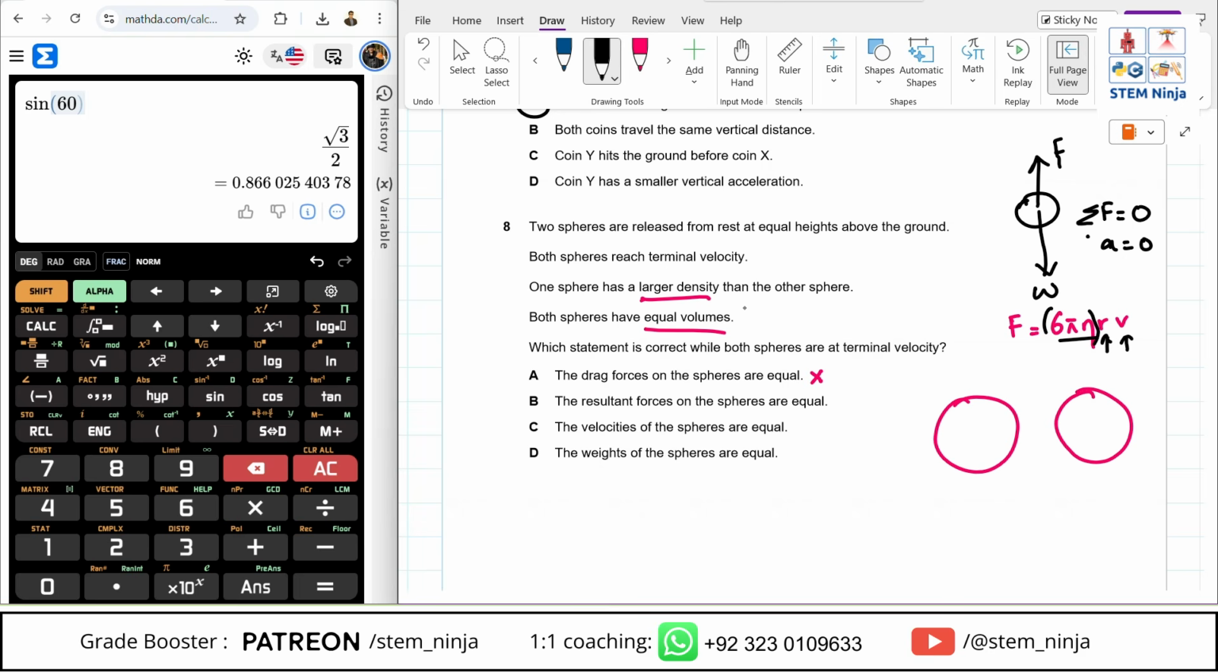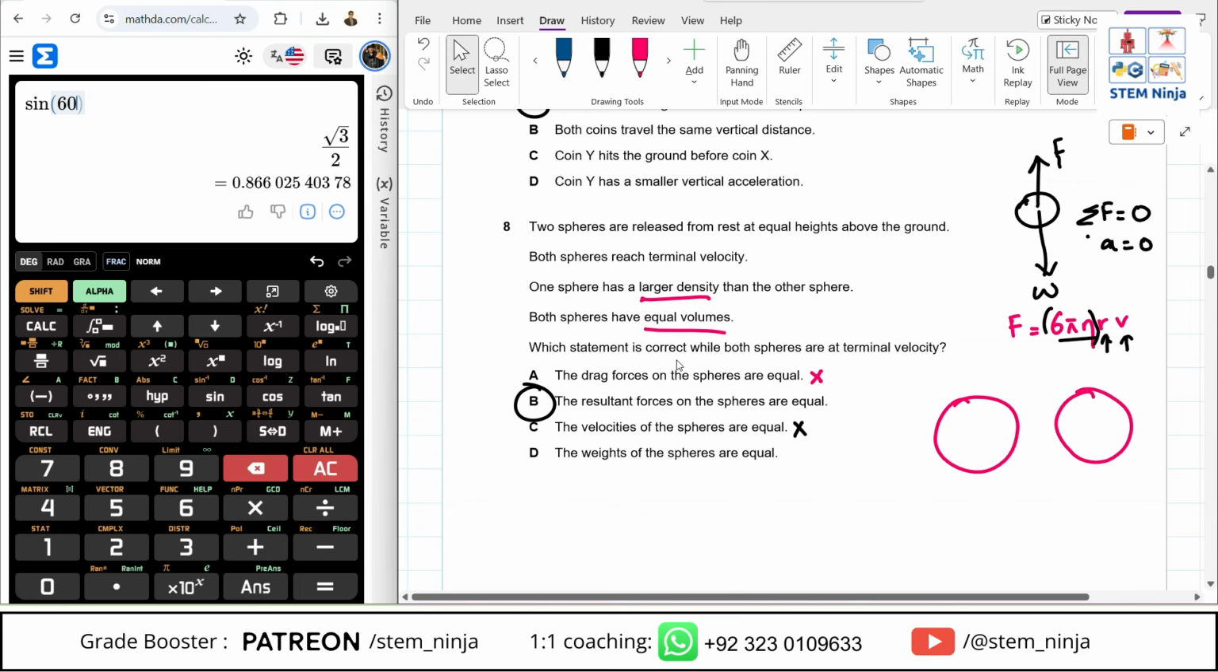One of them has a larger mass, which means it will have a larger weight, which means it will take more time for the drag force to catch up to the size of the weight. So the drag forces for both of them while they're falling at terminal velocity is not going to be the same. Velocities of the spheres are equal, no, also for the same reason, because for one of them it's going to take longer. That means more speed will be attained. Weights of the spheres are equal, absolutely not. We have already decided that. We have already determined that B is the only answer that makes sense.